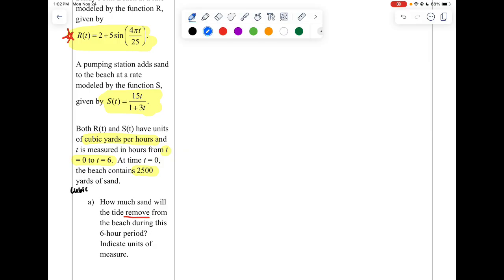We're doing this over a 6-hour period, so this is going to be the integral from 0 to 6, and our function is R of t dt. Now, one thing I want to point out to you is you do not have to rewrite R of t as 2 plus 5 sine of all of that stuff. That has already been defined here as R of t, and so I'm just going to utilize that. That's going to save me a little bit of time so I don't have to rewrite my function. So now let's jump to our graphing calculator.